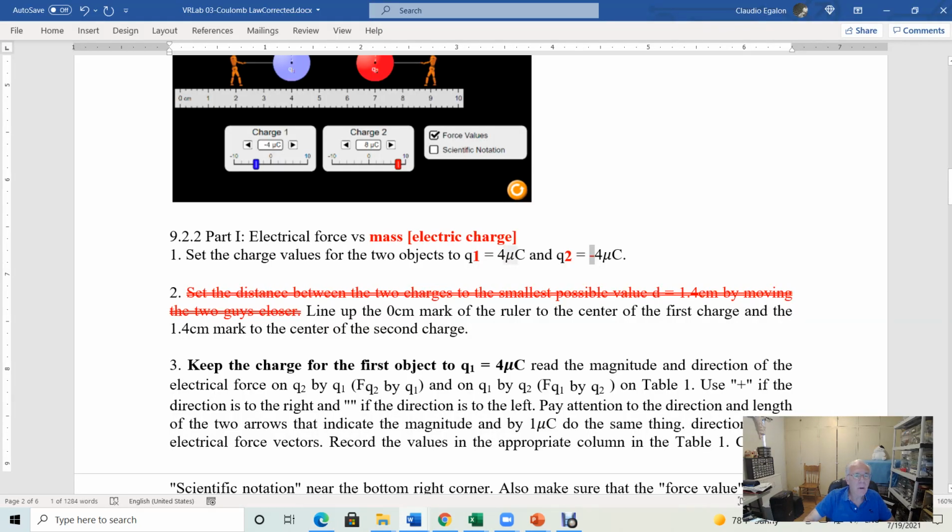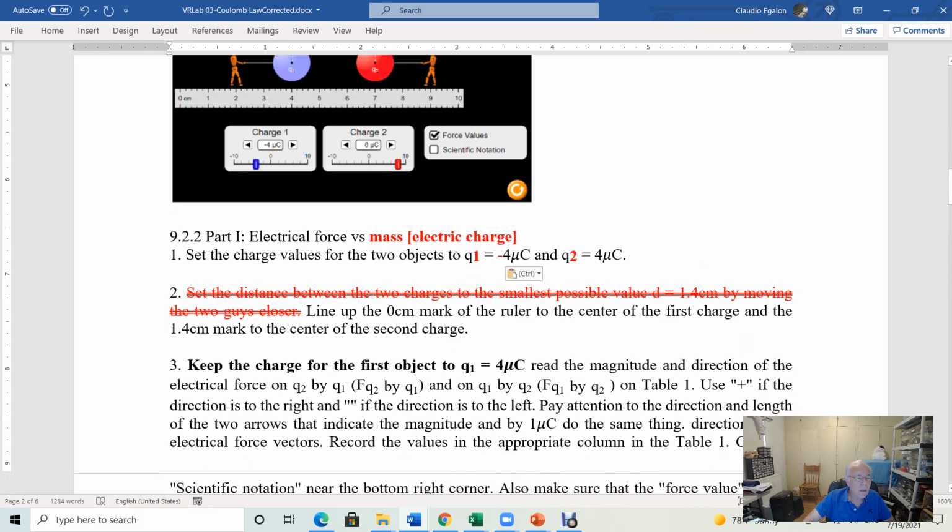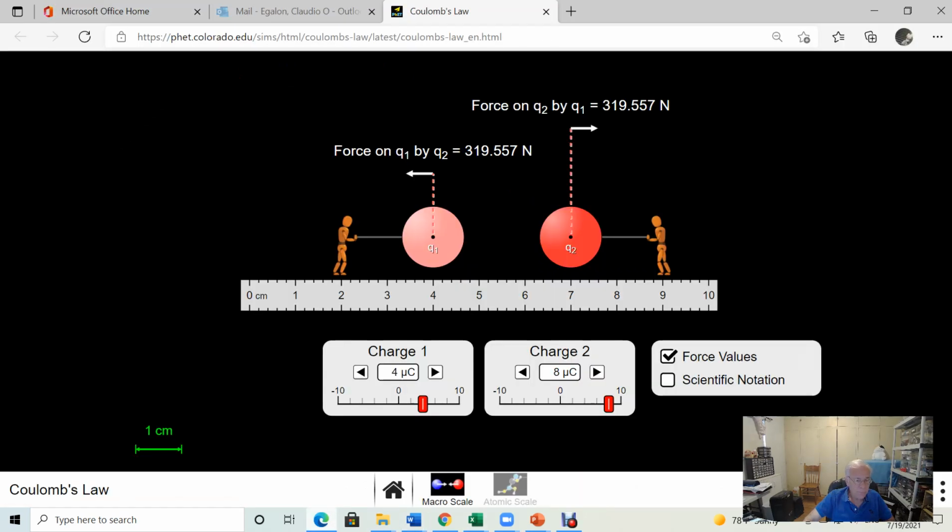Nope. Okay, Q1 is positive, Q2 is negative. Let's see if that's what it is. Oh no, Q1 is negative, it's all the way around. Q1 is negative, Q2 is positive, according to the drawing, right? Here you go. According to the drawing, Q1 is negative, and let's put it this way. Let's keep it minus 4, and that should be 4. Okay.